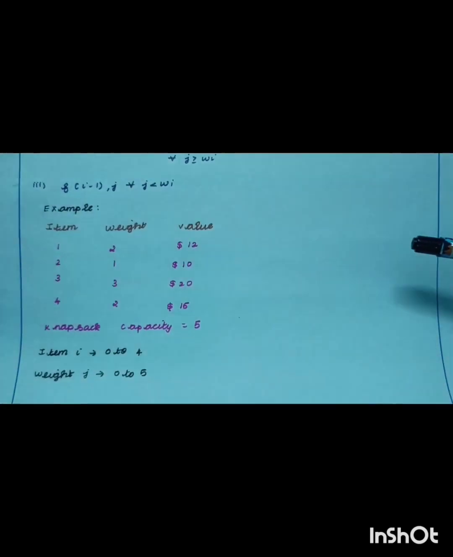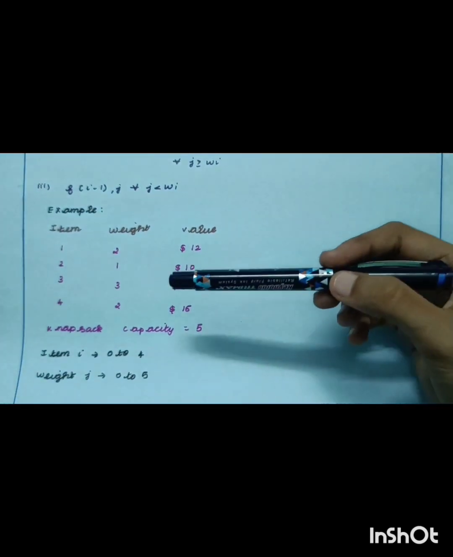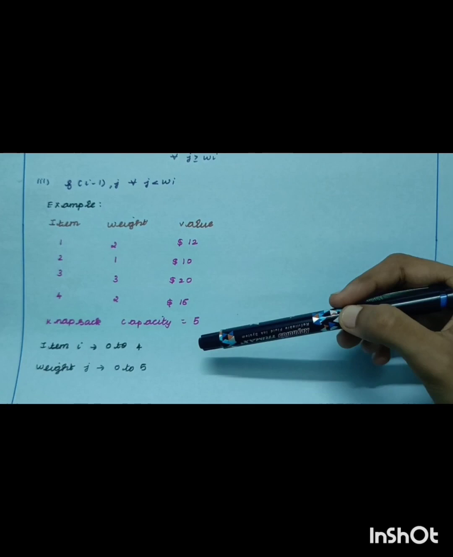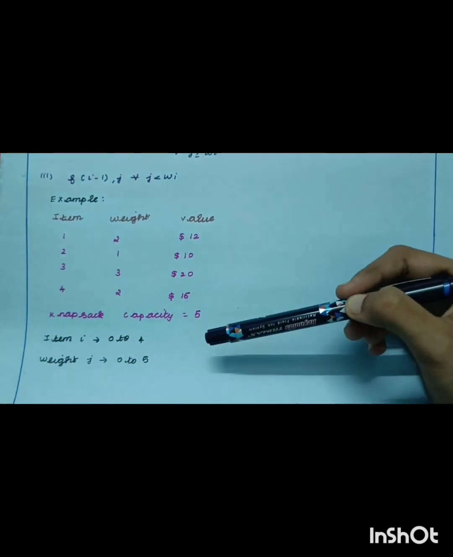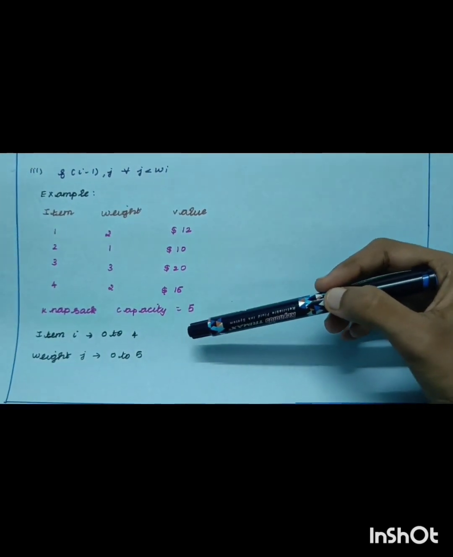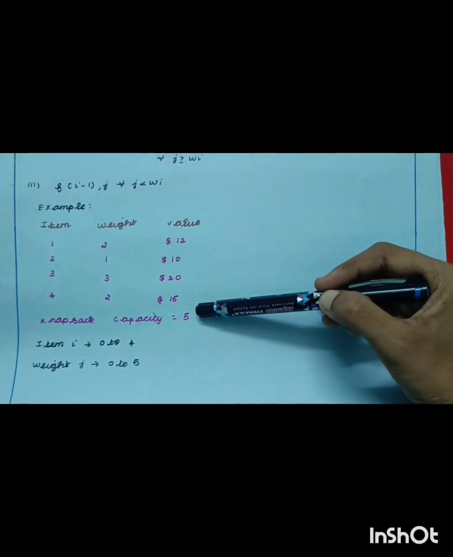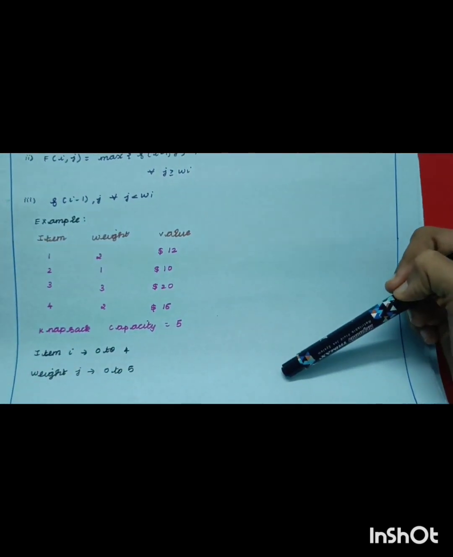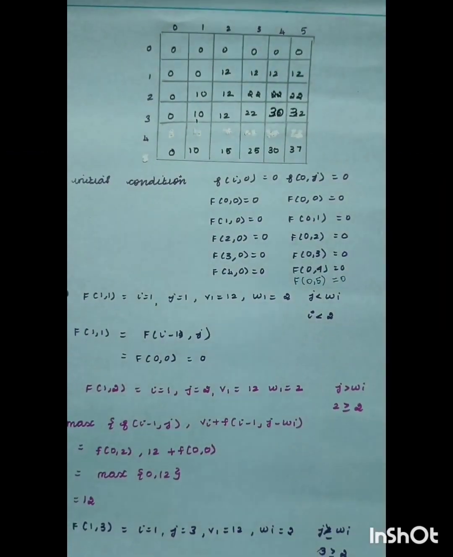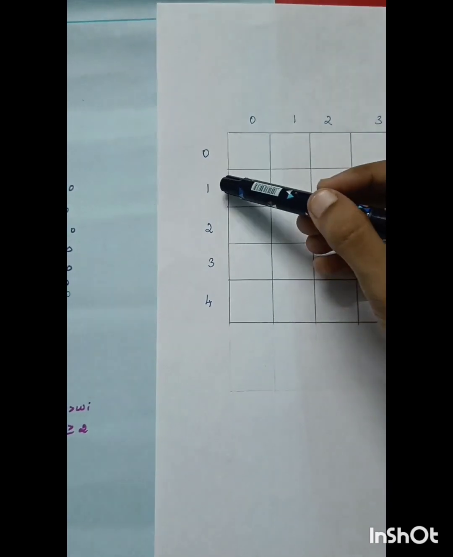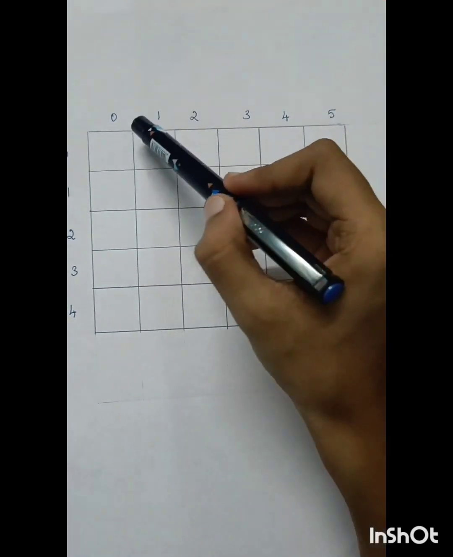Here we can discuss an example problem. Here 4 items are given with corresponding weights and values. The knapsack capacity is given as 5. We have to consider the items from 0 to 4 and weight from 0 to 5 since the capacity is given as 5. We have to construct a matrix box using these values, from 0, 1, 2, 3 and 4 for items and for weights 0, 1, 2, 3, 4 and 5.